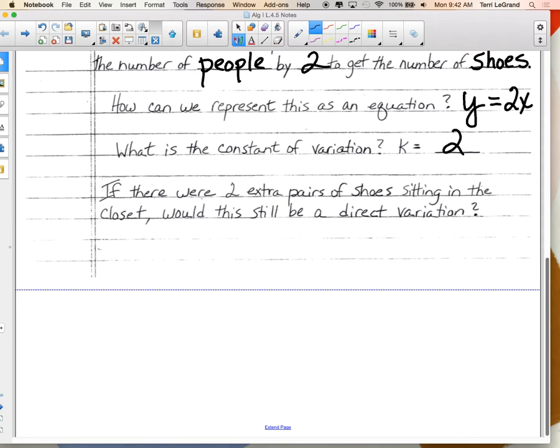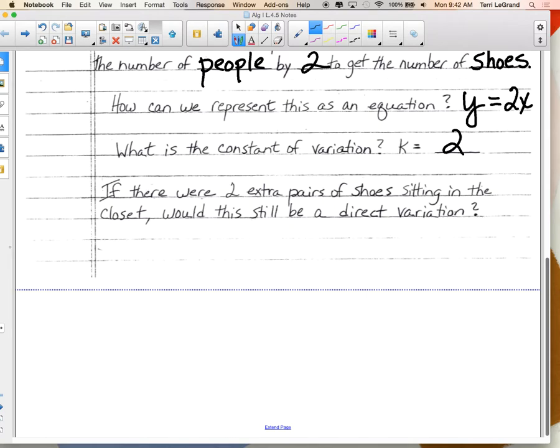But what if I say, oh, you're wrong, I have a couple pair back there in the closet. Now, is it still direct variation? Does the number of shoes in this room vary directly with the number of people? No, it doesn't. So you're right. When we have to add that 4, we no longer have a C value.